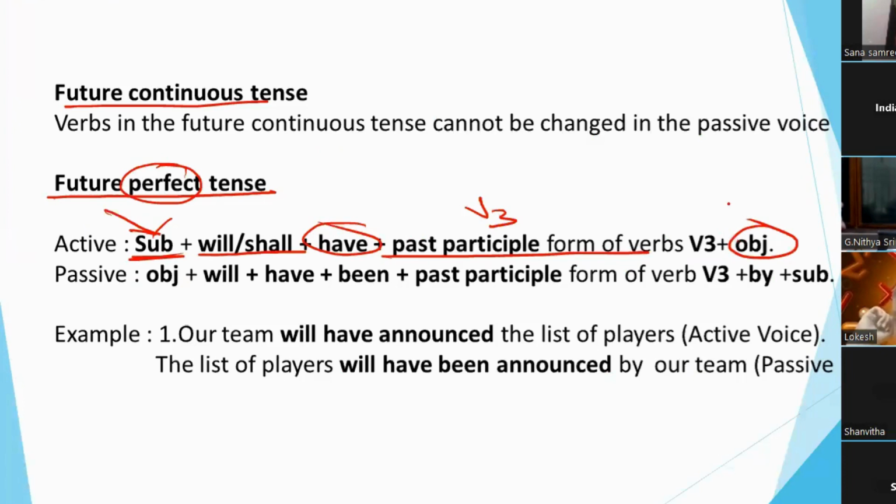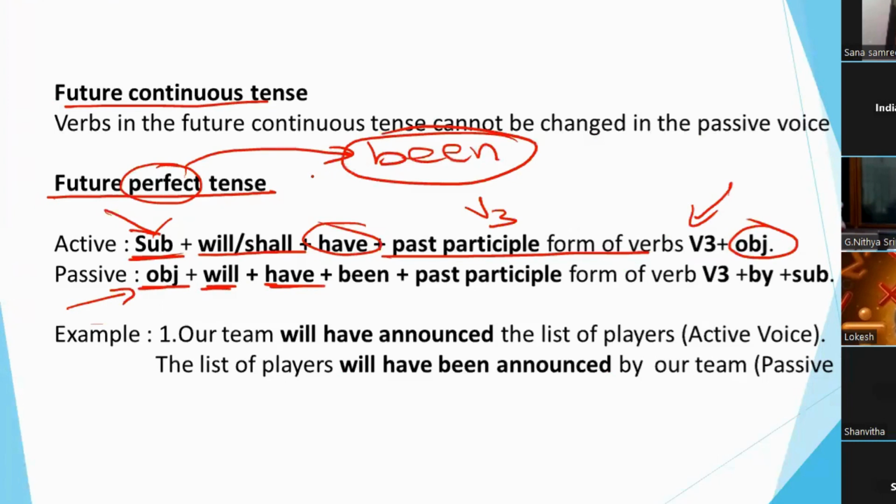When you find this tense in active voice, your structure for passive voice should be object plus will plus have, and as it is perfect tense, use been. This thing should be remembered forever. So use been with have plus V3 form of verb and by plus subject. Clear everyone? Yes, ma'am.